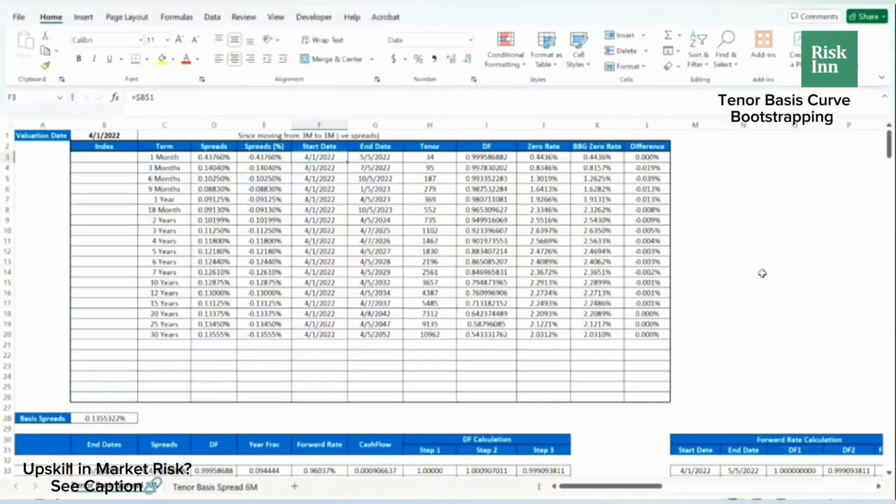And once you do that, we do the bootstrapping exercise as we have done it, and then you finally get the zero rates in column J. You can compare this column J and column K, and you see the differences here.